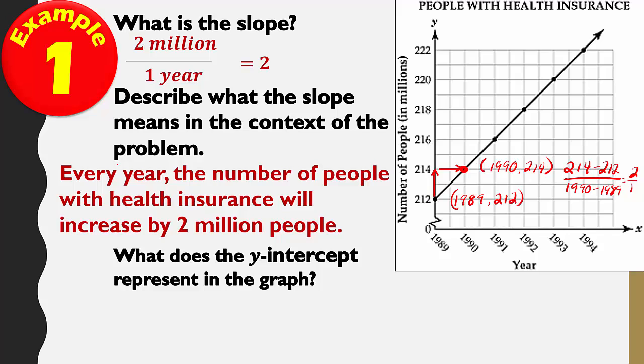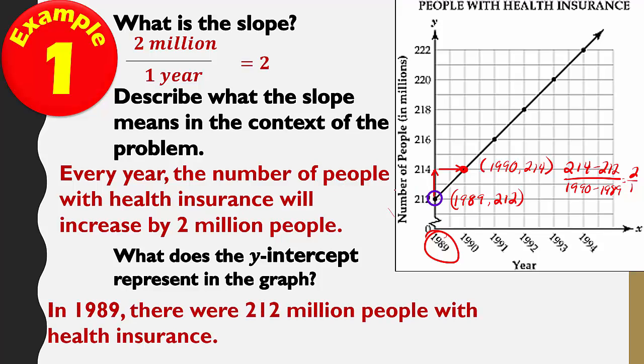And what does the y-intercept of the graph mean? Well, in 1989, so this is our year right here, and there's our y-axis, 212, so in 1989 there were 212 million people with health insurance. That's all you're doing is just reading the graph. The only part that really requires any calculation is this up here.